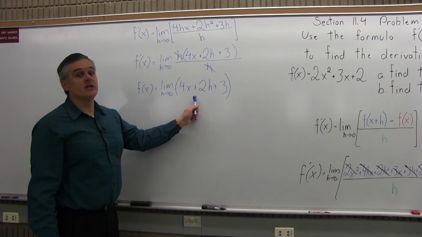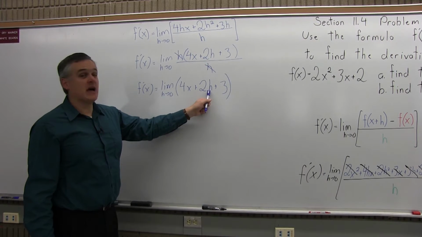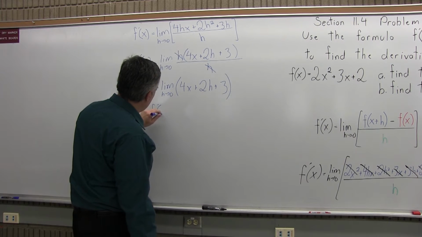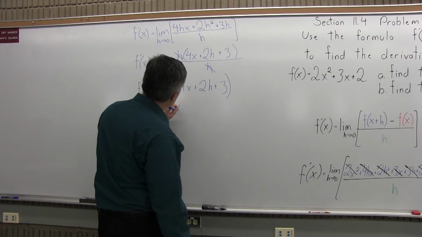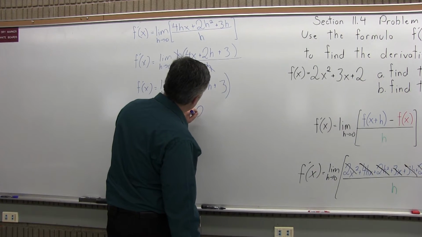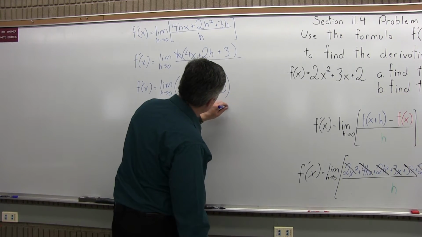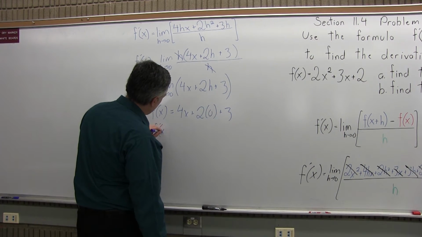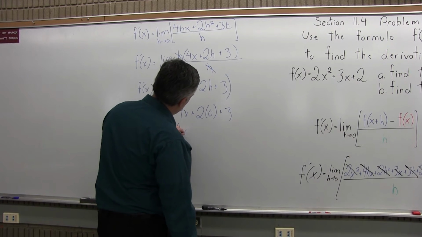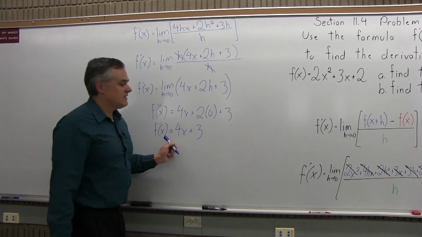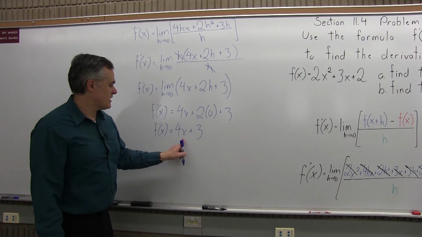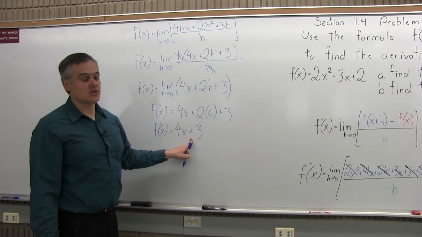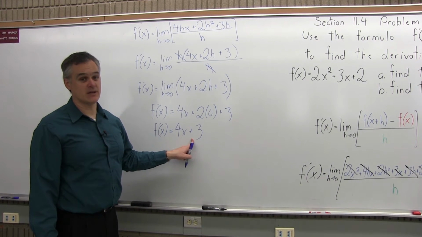Now, I have no more h in the denominator. So the h that's left, I can let that run down to 0 and see what will happen. And what I get is f prime of x, when I do the limit, equals 4x plus 2 times 0 plus 3. And the 2 times 0 really just goes away. And what I have is f prime of x equals 4x plus 3. That's the derivative. This little equation, f prime of x equals 4x plus 3, will tell me the slope at any point on the graph of the function without even seeing what the graph looks like.